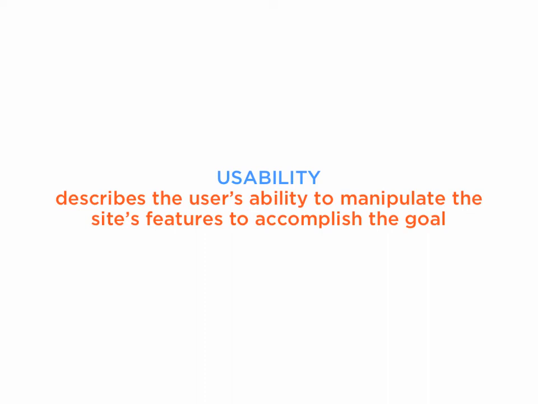Usability, on the other hand, describes the user's ability to manipulate the site's features to accomplish a goal. So the usability of a banking site is to maybe actually change which credit card you want to see the balance of, or download a list of all your credit card purchases, or with ease to contact a branch of your local bank.